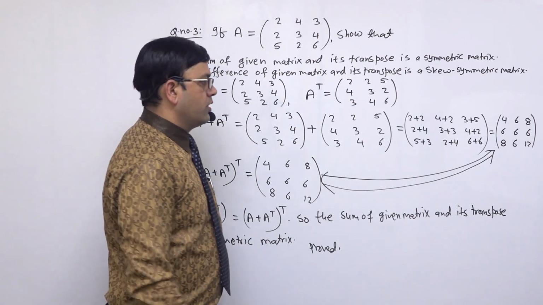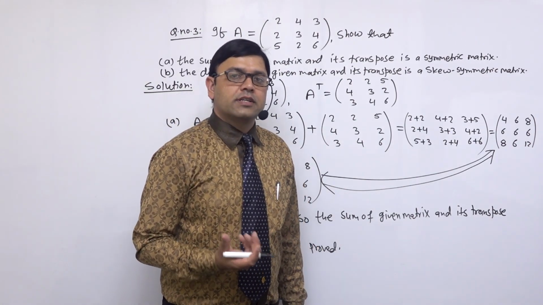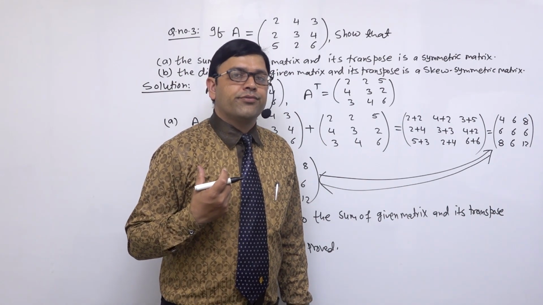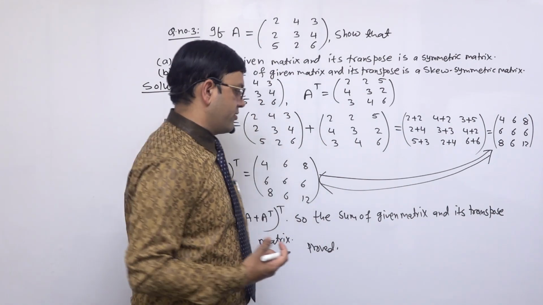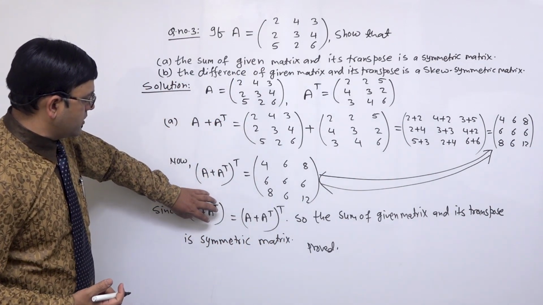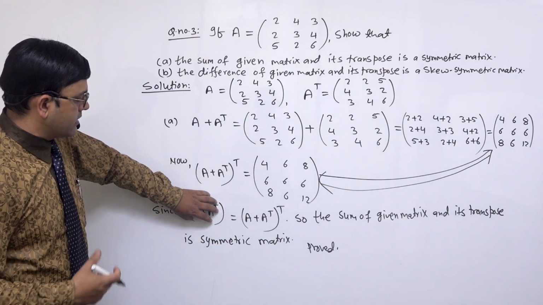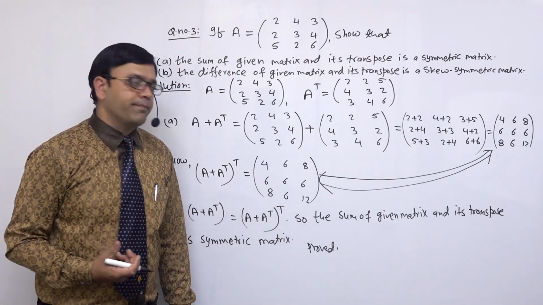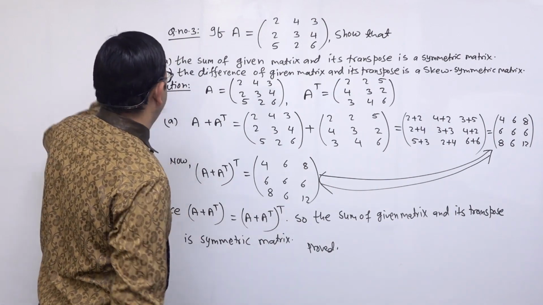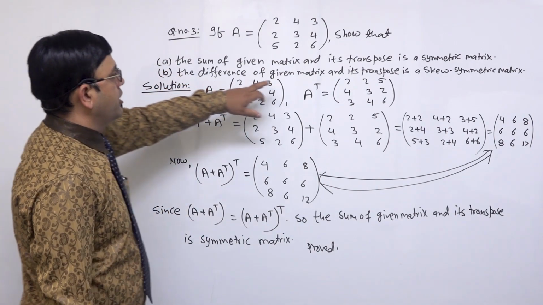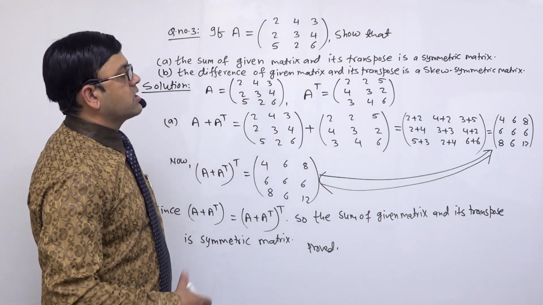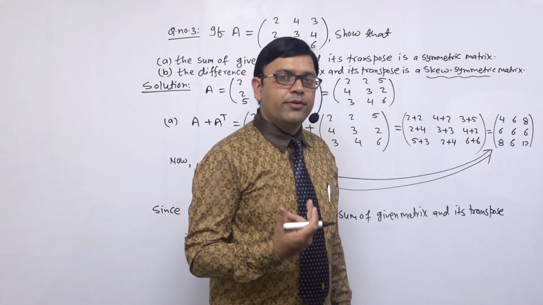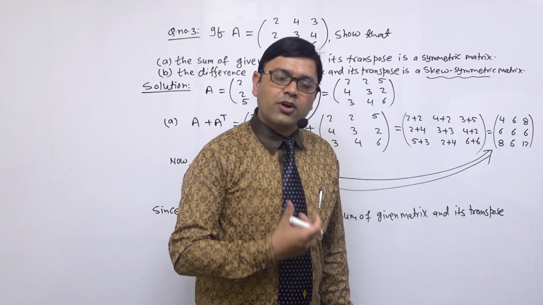Students, you know about the symmetric matrix. If the transpose of A is equal to matrix A, then we say that this type of matrix is called a symmetric matrix. Here also, if we think this whole thing is A and then the transpose of A, so the A matrix is equal to the transpose of A matrix, so this is called a symmetric matrix. Now we have the second part: the difference of a given matrix and its transpose is a skew symmetric matrix. You know about the skew symmetric matrix. If you don't know, observe here, don't go anywhere.